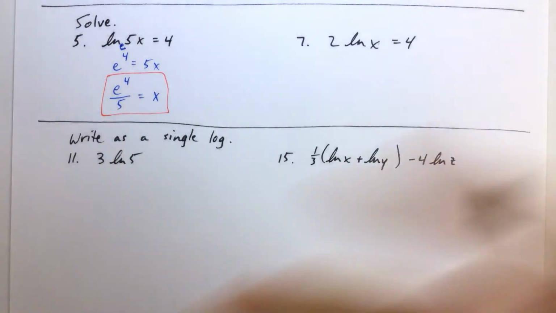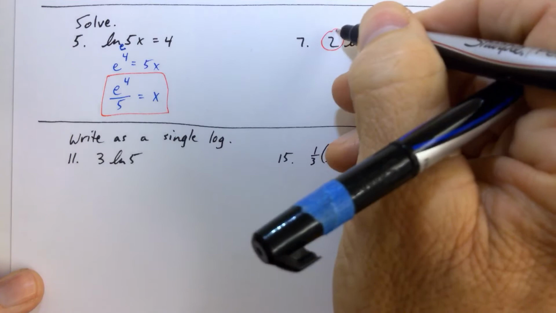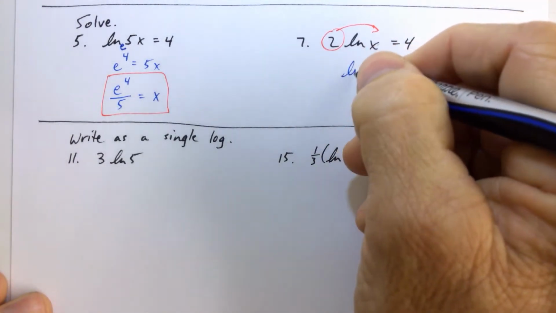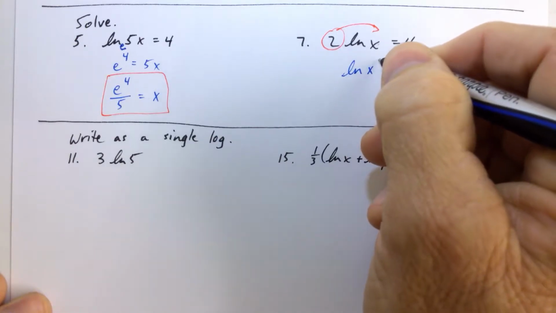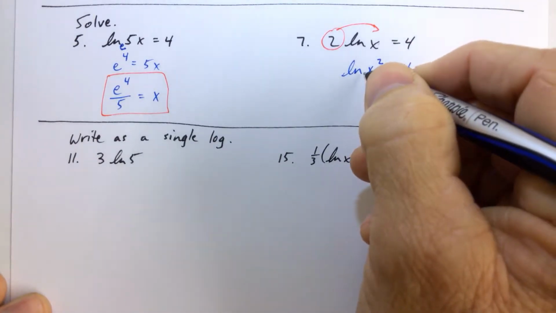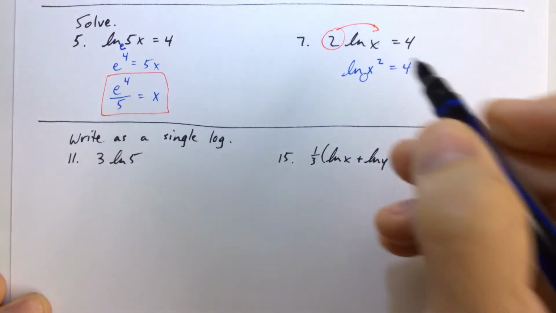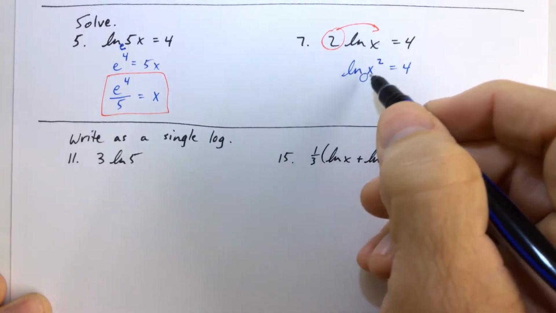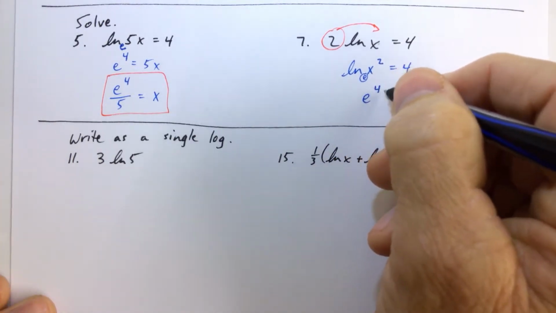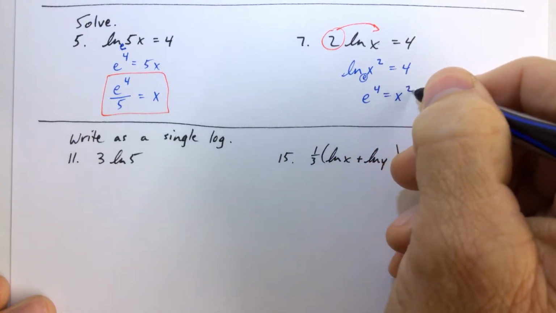So likewise, number 7, we don't have it in template form yet. We've got to move this coefficient to the exponent position, and then we would get ln of x squared is equal to 4. And we know that when we don't see the base, when we see ln, that's the base of e, and so we would rewrite this as e to the 4th is equal to x squared.